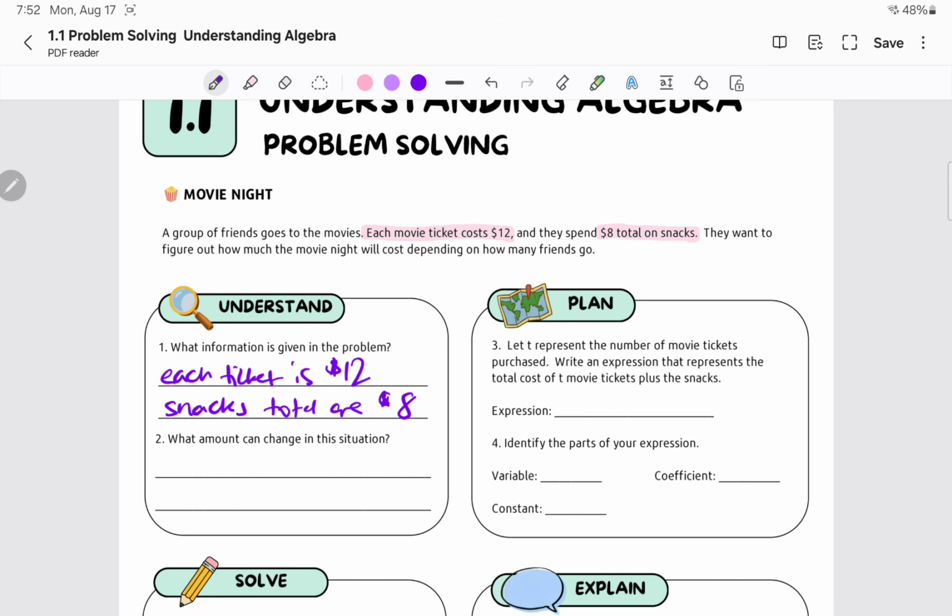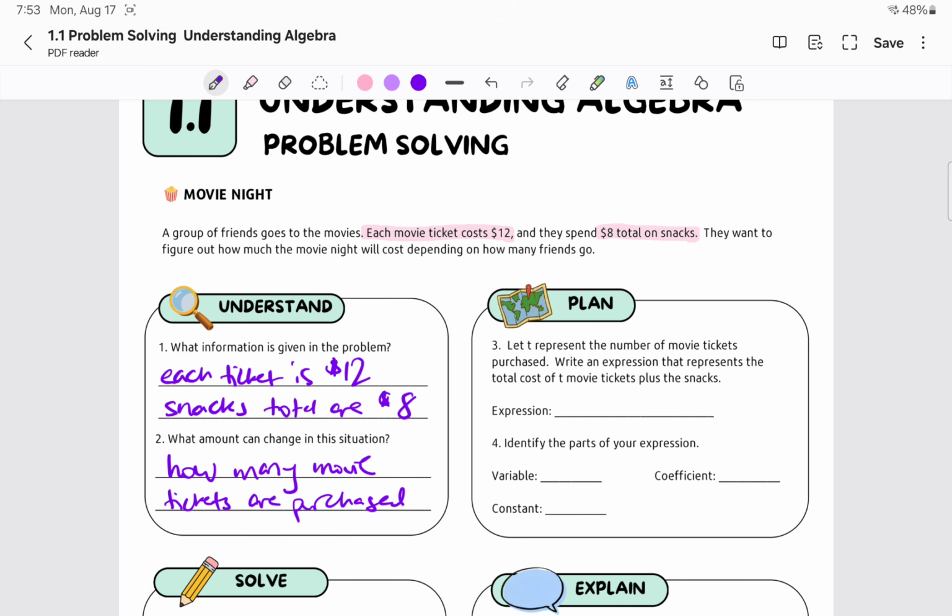What amount can change in this situation? It says we want to figure out how much the movie night will cost depending on how many friends go. That's what's changing. How many friends are going? How many movie tickets are they buying? So the amount that can change is how many movie tickets or how many friends are going. I'm going to put how many movie tickets are purchased. You can have something along the lines of that.